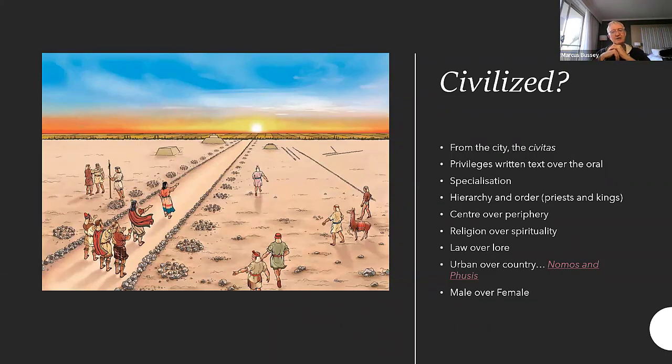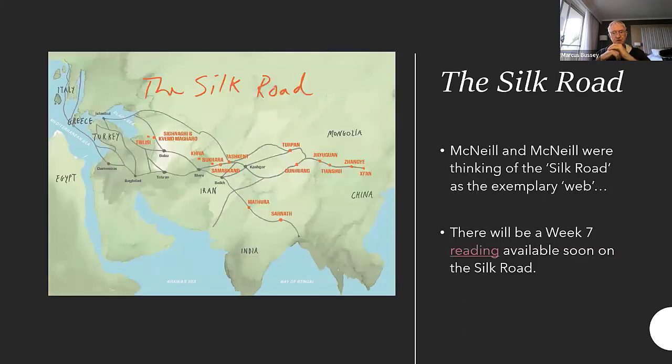So these are some of the elements that you would have to say, in the Western way of looking at things, the traditional historical way of looking at things, mark the civilized. So McNeill and McNeill are thinking webs and so on, the human web. And their greatest, exemplary web would be the Silk Road. This is a link. You can see that it goes to the New York Times.